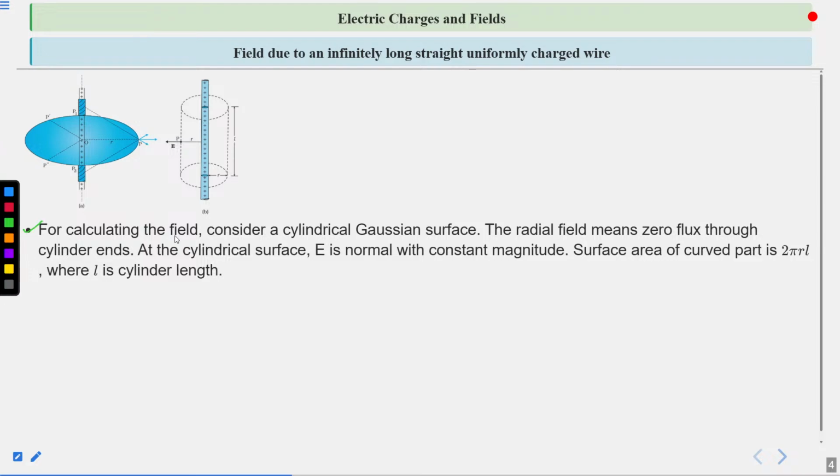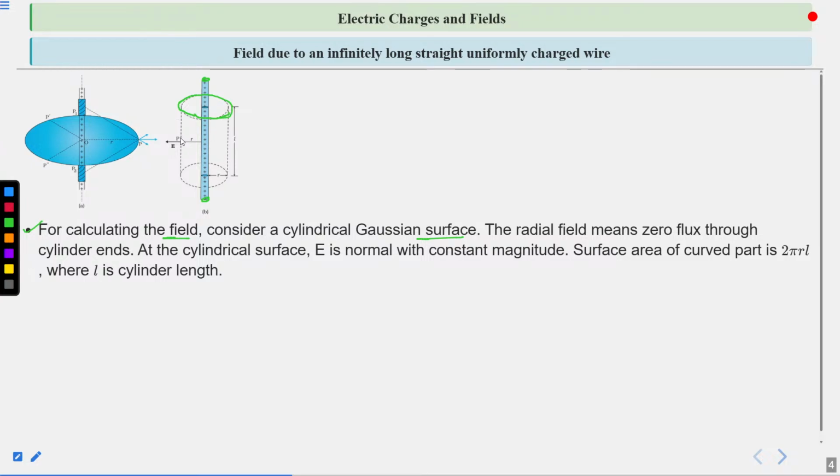For calculating the field, consider a cylindrical Gaussian surface. Look at figure B, this one. The infinitely long straight charge wire is this one, and here we consider a Gaussian surface. The dotted region is the Gaussian surface.